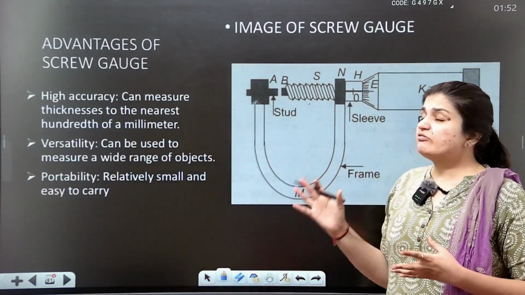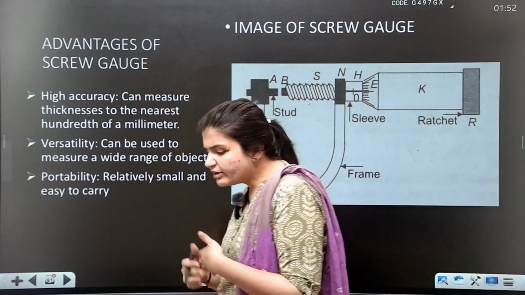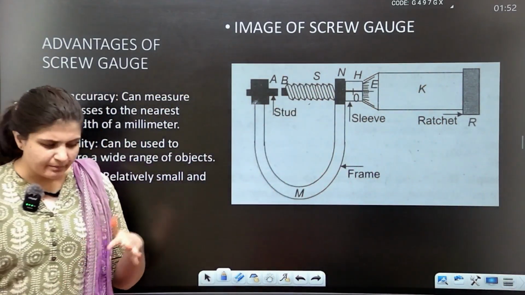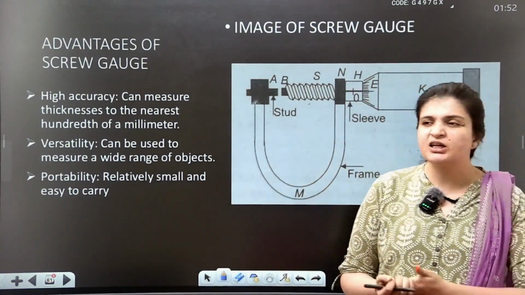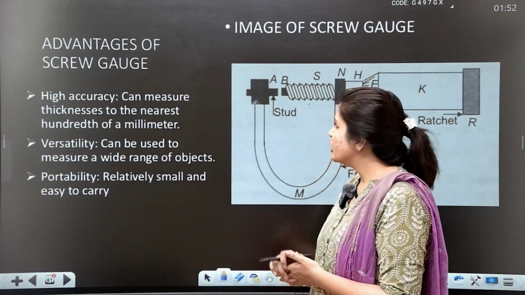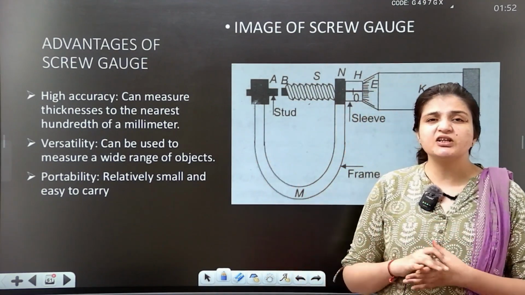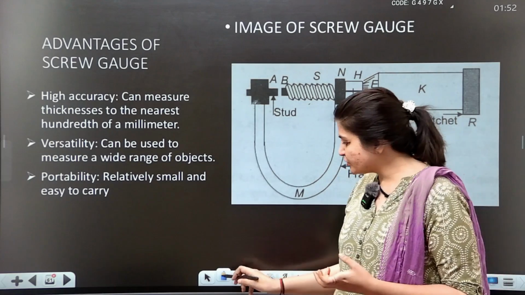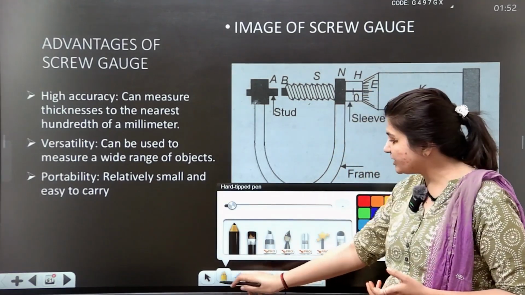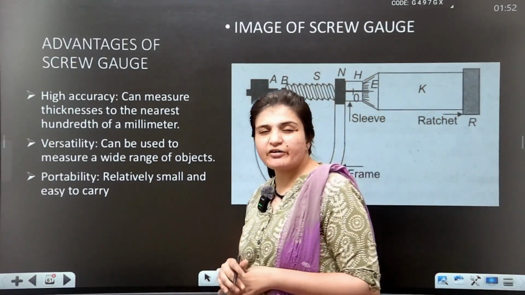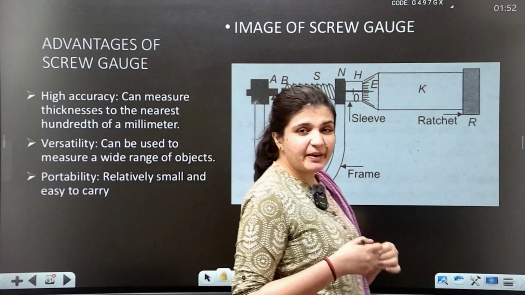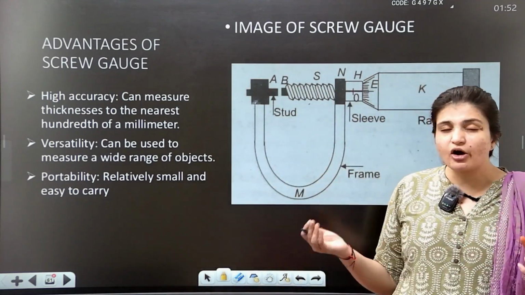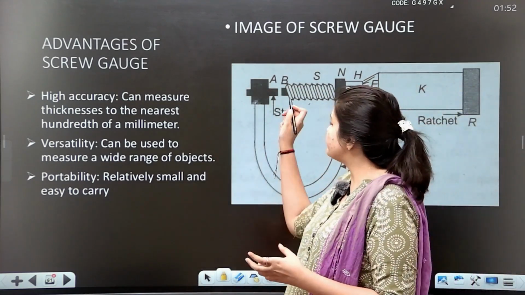So what is the advantage of the screw gauge? We already have the vernier caliper, so why are we using a screw gauge? Screw gauge helps in giving the thickness of an object. Basically we are measuring the thickness of a pen or the thickness of a rod. So this basically helps in measuring it.